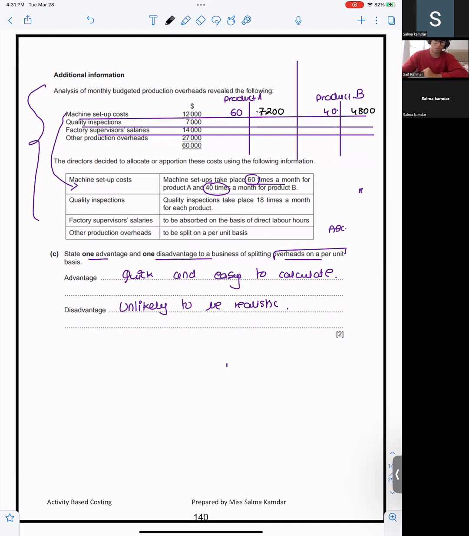Quality inspection. Come on. What is the quality inspection cost? 7,000. What is the driver? 18 times a month for each product, so 36. It's equal. Both are equal, right?